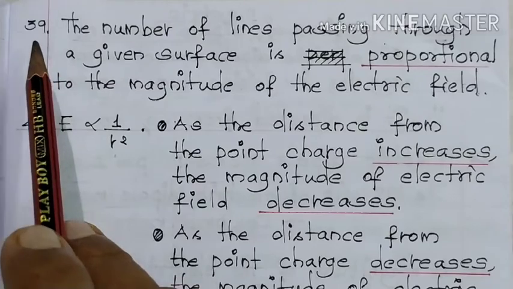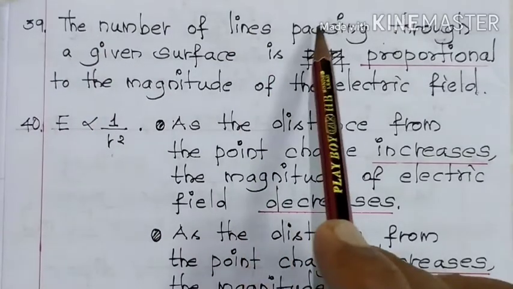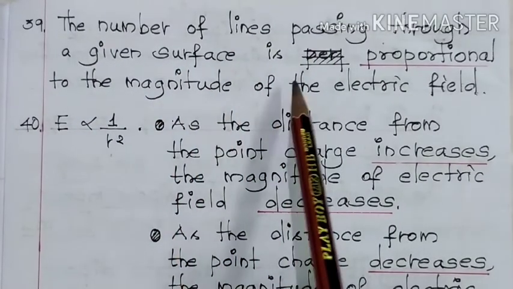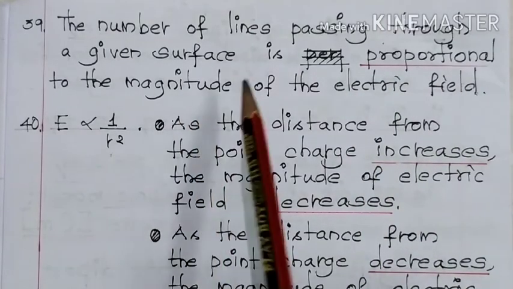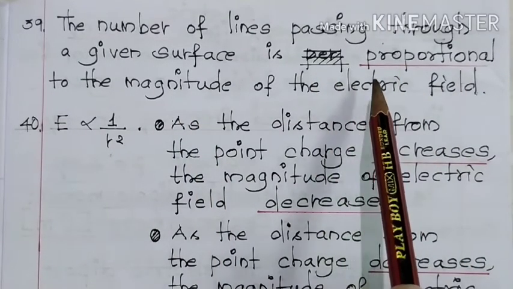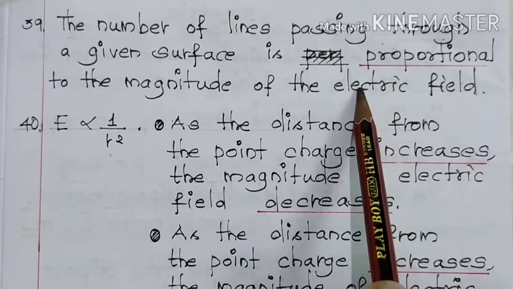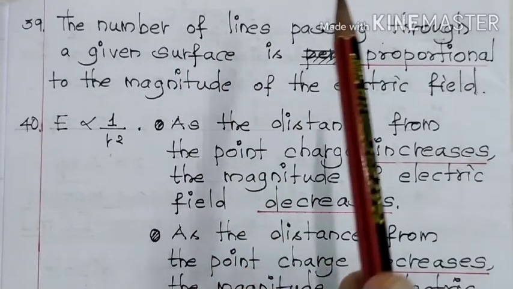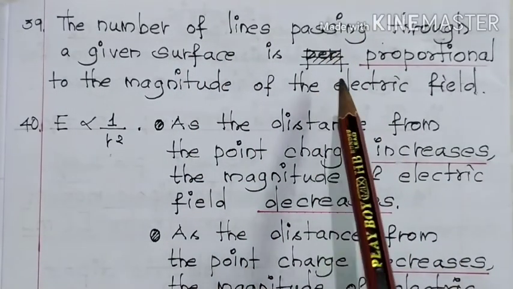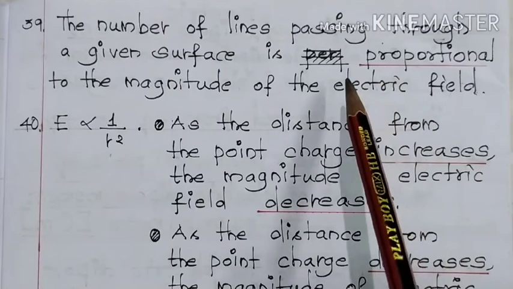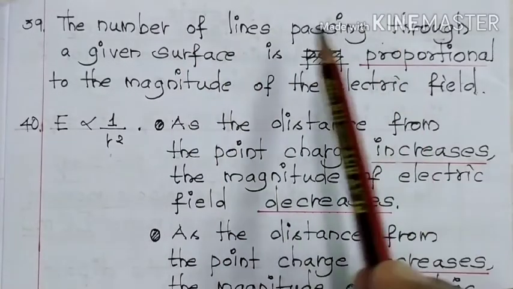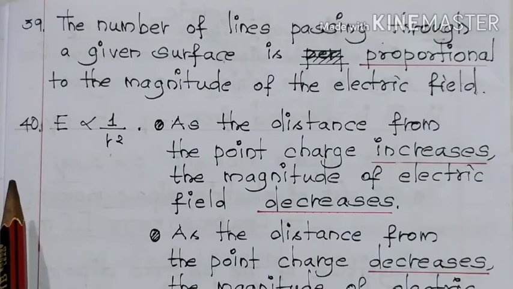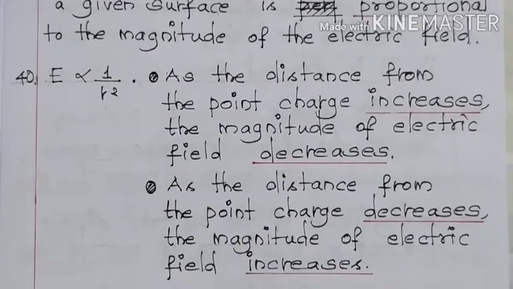Point number 39. The number of lines passing through a given surface is proportional to the magnitude of the electric field. What does it mean? If the strength of the electric field is more, then the number of lines passing through the given surface is also more. If the strength of the electric field is less, then the number of lines passing through a given surface is also less.